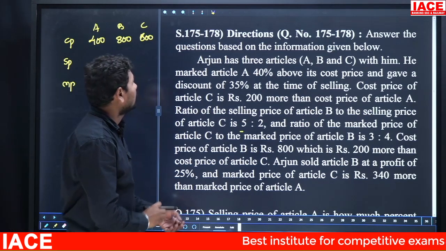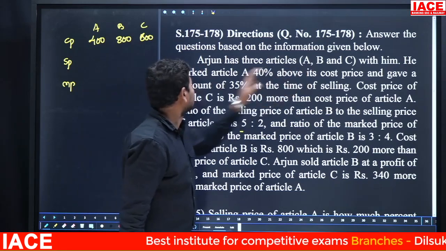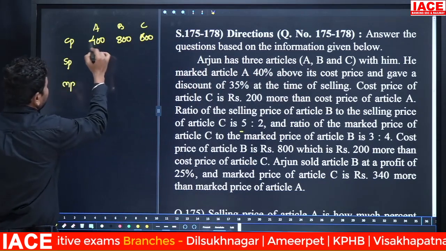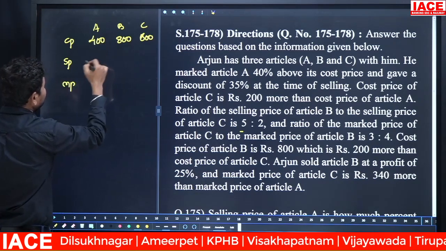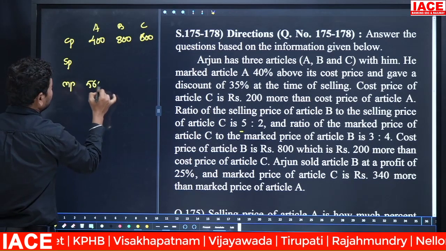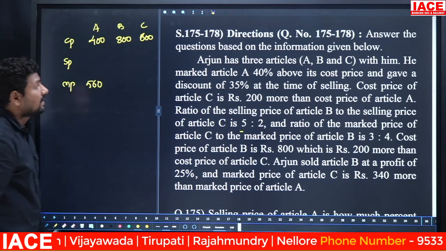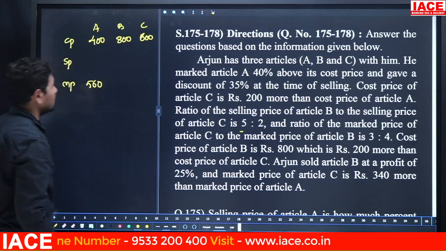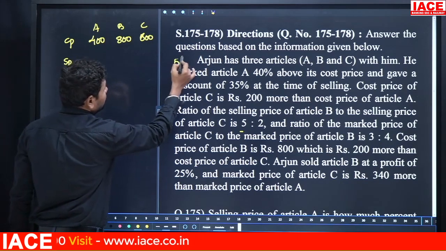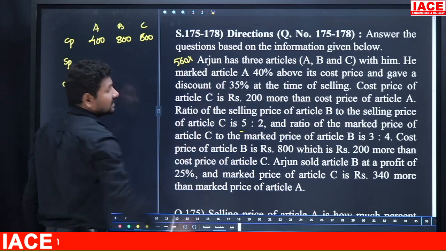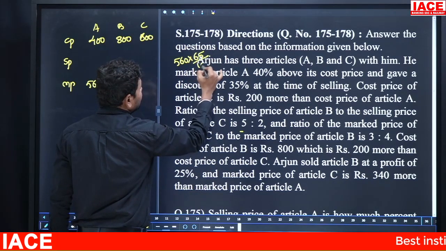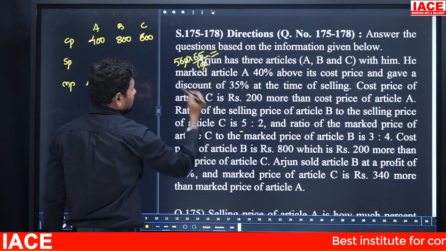Next, Arjun has 3 articles. He marked article A 40% above its cost price. 40% above means 4 4s are 160. 160 is added, so it becomes 560. It becomes how much? 560. Now it is the marked price, and he gave a discount of 35%. In 560, how much percentage discount is allowed? 35% discount allowed means the product is sold for how much percentage? 65%. The 0 will be cancelled.